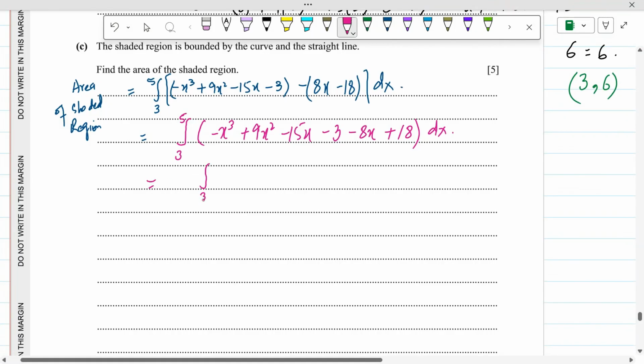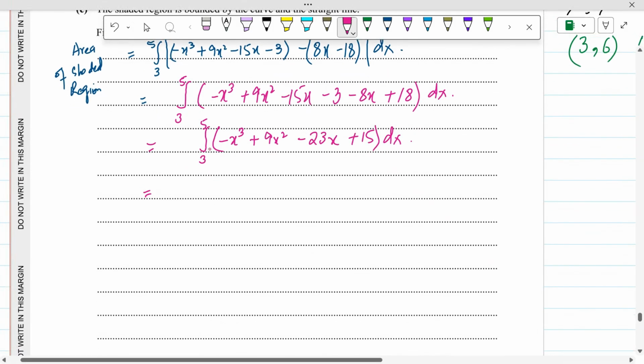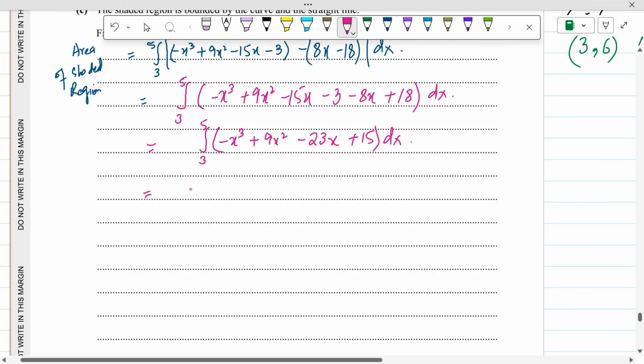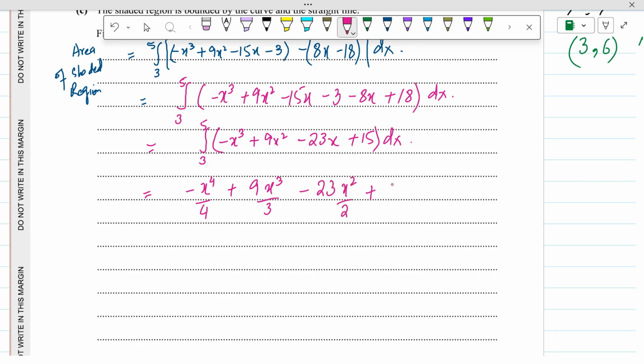So the limits from 3 to 5, and this will be negative x cube plus 9x square minus 15x minus 8x which is negative 23x, negative 3 plus 18 is plus 15, and this will be integrated with respect to dx. Now apply the integration. So the integration of negative x cube is minus x to the power of 4 over 4 plus 9 x square integration is x cube over 3, minus 23 x integration is x square over 2, plus 15 integration is 15x. Limits from 3 to 5.